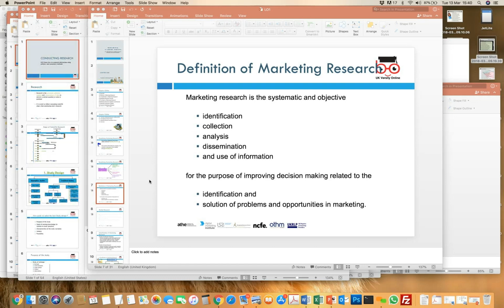You're trying to diagnose why this problem is happening. So it starts off with a basic activity of identification of a problem or an issue. And that identification of a problem or an issue you want to solve, you are looking at collecting some data about it.